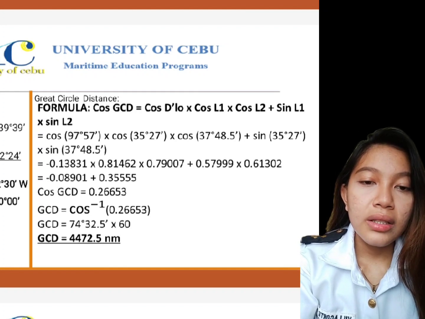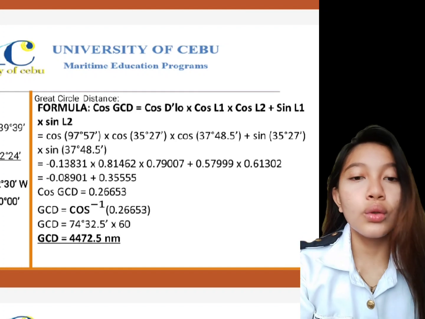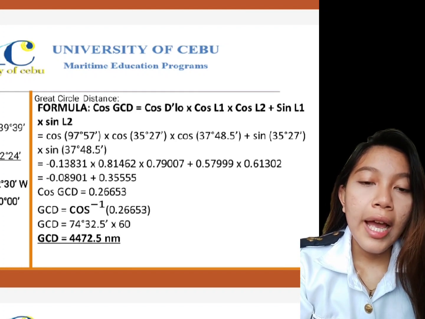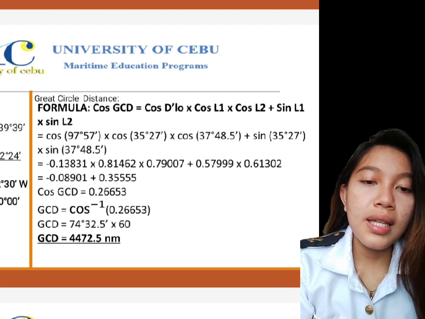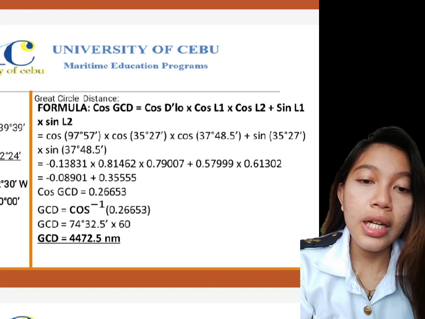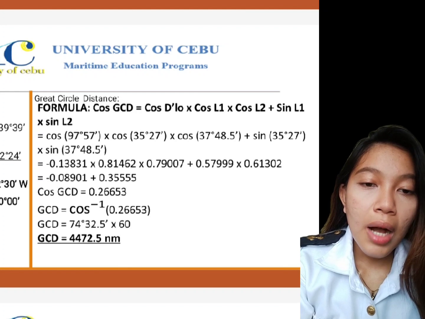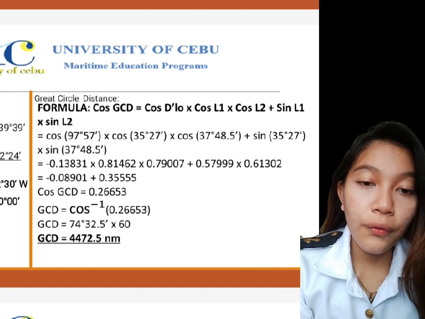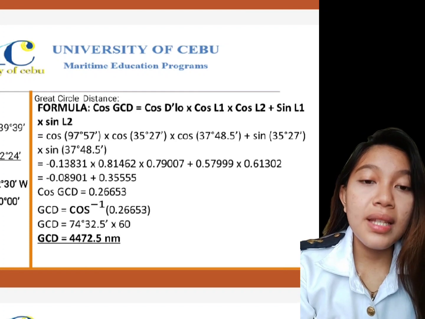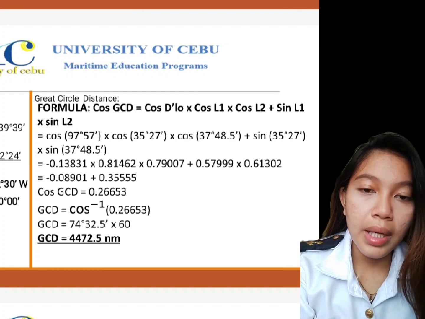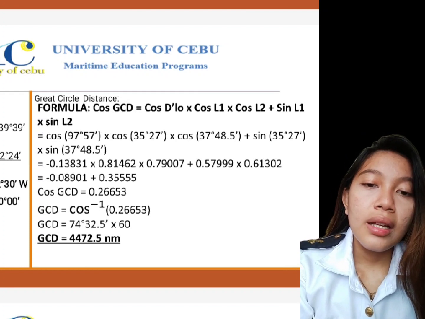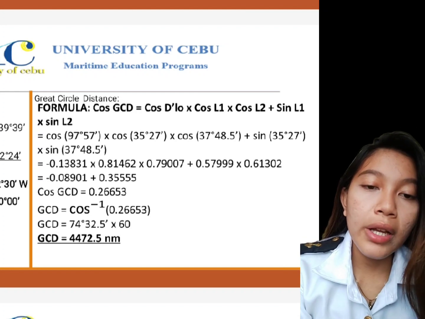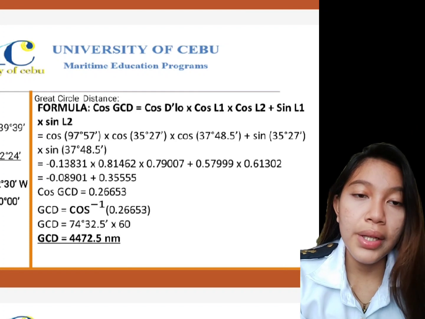And next, you have to take cosine inverse, or shift cosine, of 0.26653 in your calculator, and that would equal 74 degrees 32.5 minutes. Then multiply by 60, since 1 degree is 60 minutes, and it would be equal to 4472.5 nautical miles, and that would be your GCD.